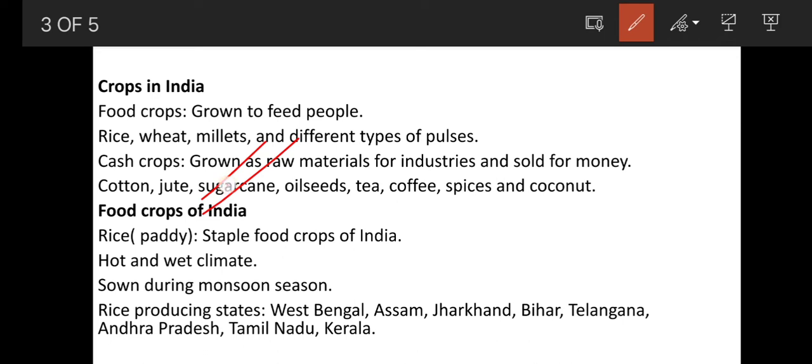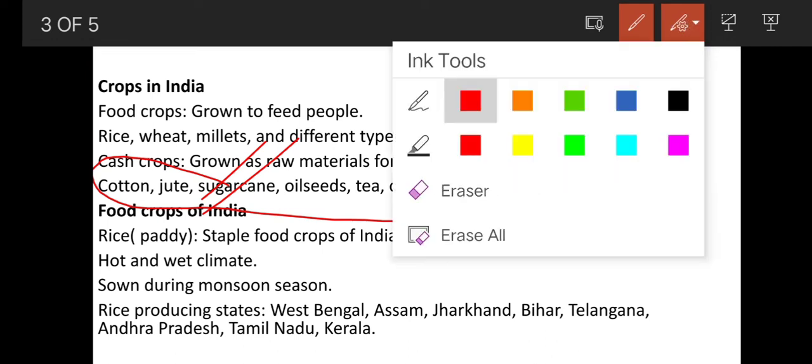So these types of crops which are taken to the industries as raw materials and processed to make manufactured goods are known as cash crops. So I hope you understood about cash crops.